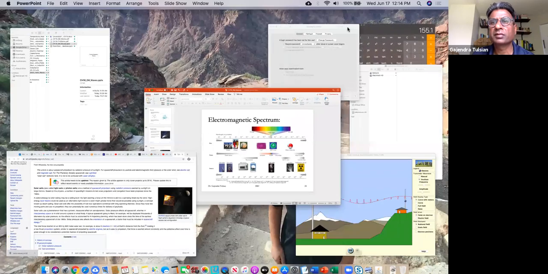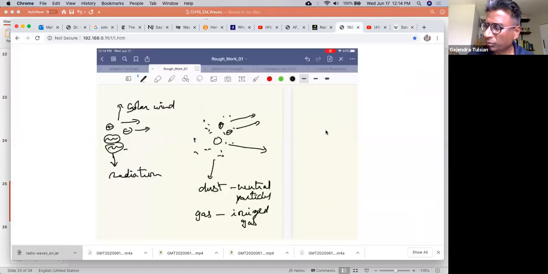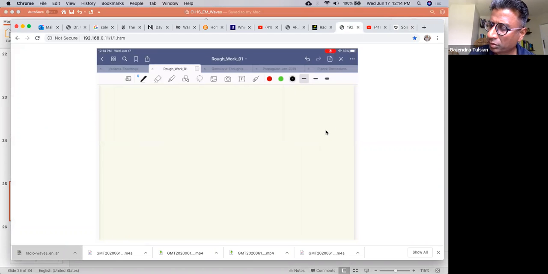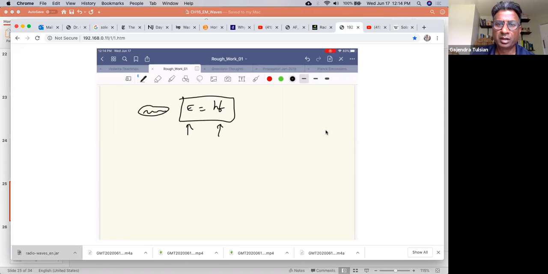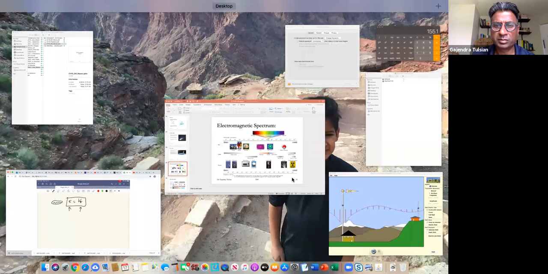I'm sure you guys have seen this formula. Light comes in photons, and the energy of a photon is Planck's constant times the frequency. So the higher the frequency, the higher the energy of the photon. And since the frequency of X-rays is 1,000 times that of visible light, the energy of an X-ray photon is 1,000 times that of visible light.